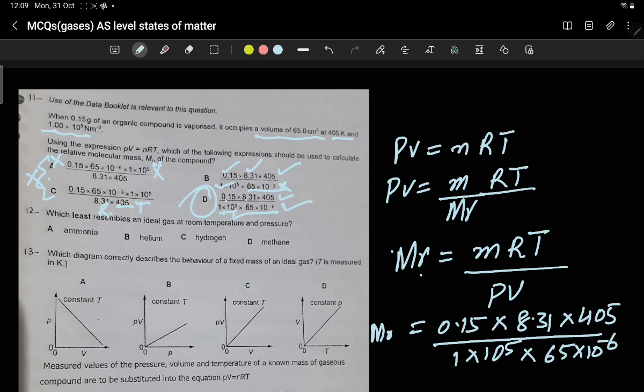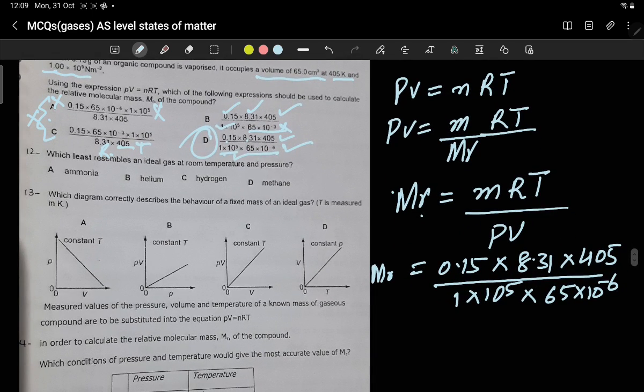Which least resembles an ideal gas at room temperature and pressure? Ammonia least resembles an ideal gas, compared to helium, hydrogen, and methane. Ammonia least resembles an ideal gas.